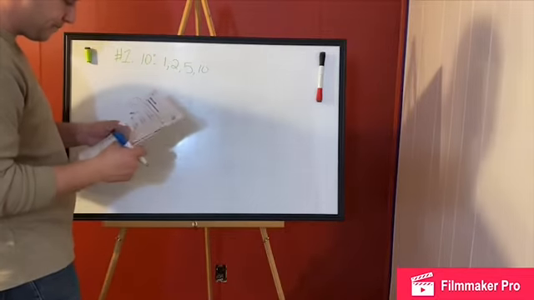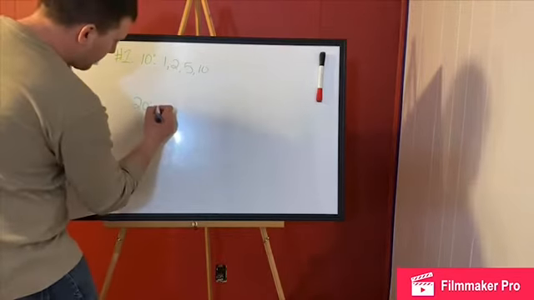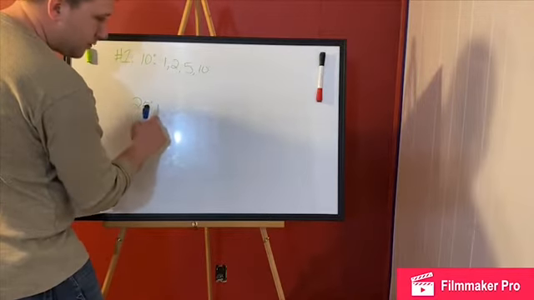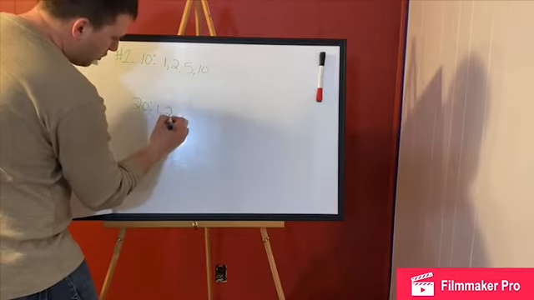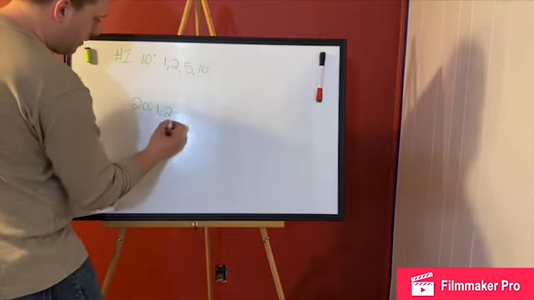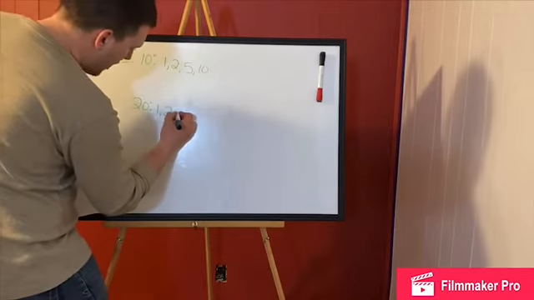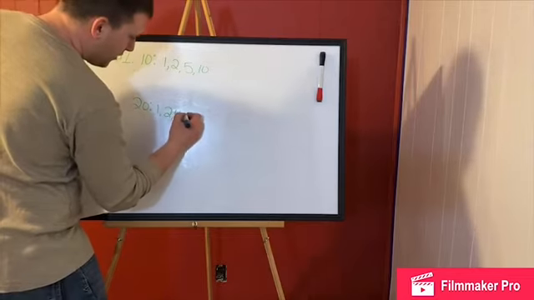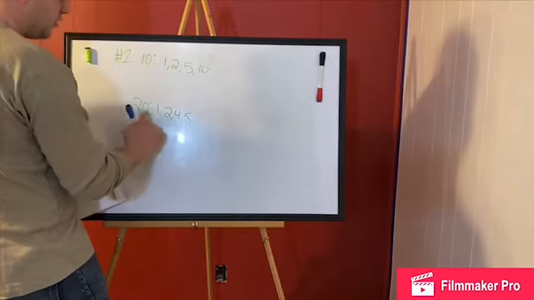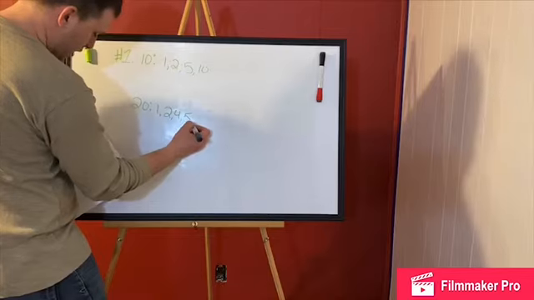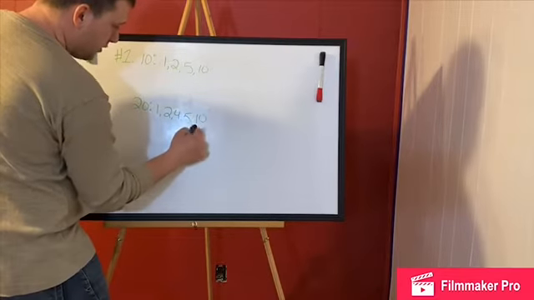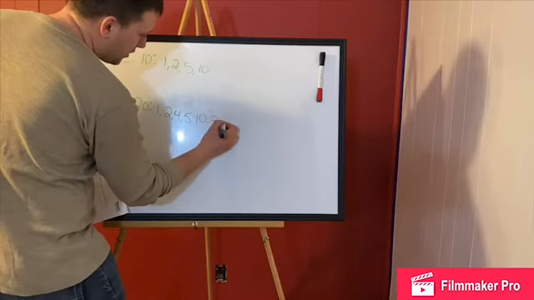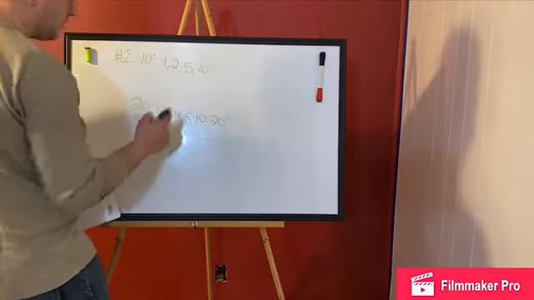Now let's look at 20. We know it can go in there once. That means 1 times 20. That works. We know 2 can go in there. 20 divided by 2 is 10. We know that 4 can go in here. 20 divided by 4 is 5. We know 5 can go in here. 20 divided by 5 is 4. We know that 10 can go in here. 20 divided by 10 is 2. And we know that 20 itself can go in here. 20 divided by 20 is 1.